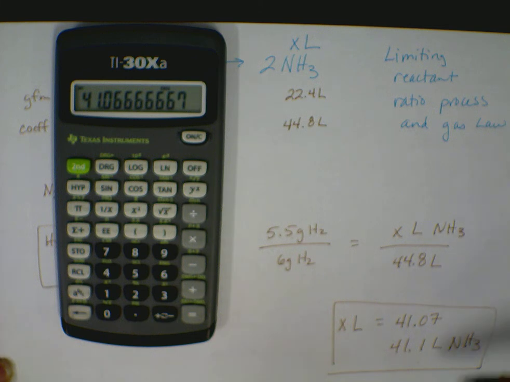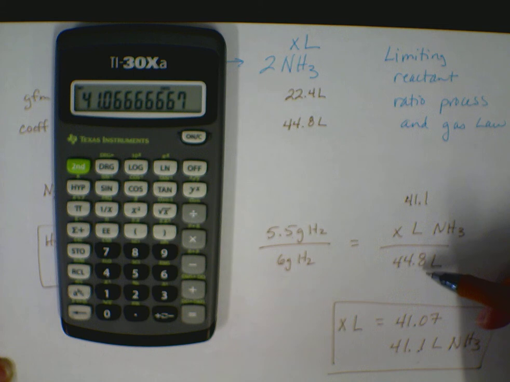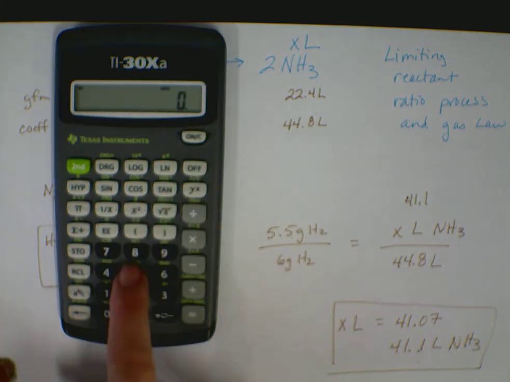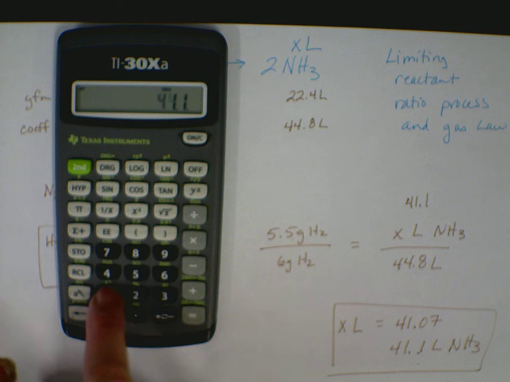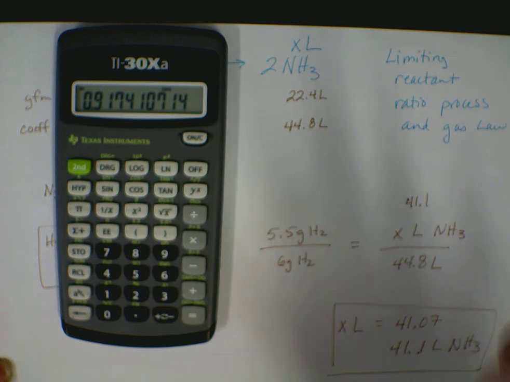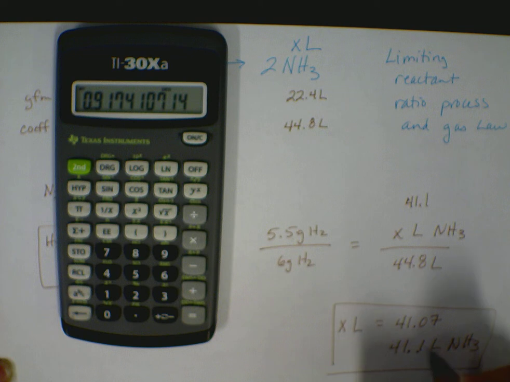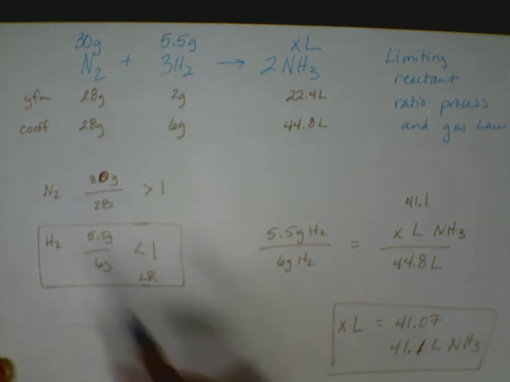And you can check because 41.1 over 44.8 is less than 1, just like 5.5 over 6 is less than 1. So we could do 5.5 divided by 6. So we should get about 0.92. So if I take 41.1 and divide it by 44.8, I get 0.92. That's a good way to check and make sure that you didn't goof your math up and that sort of thing. So 41.1 liters.